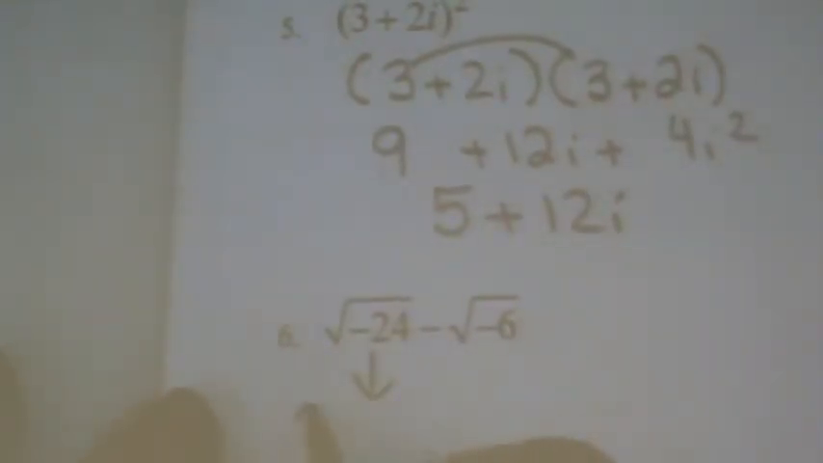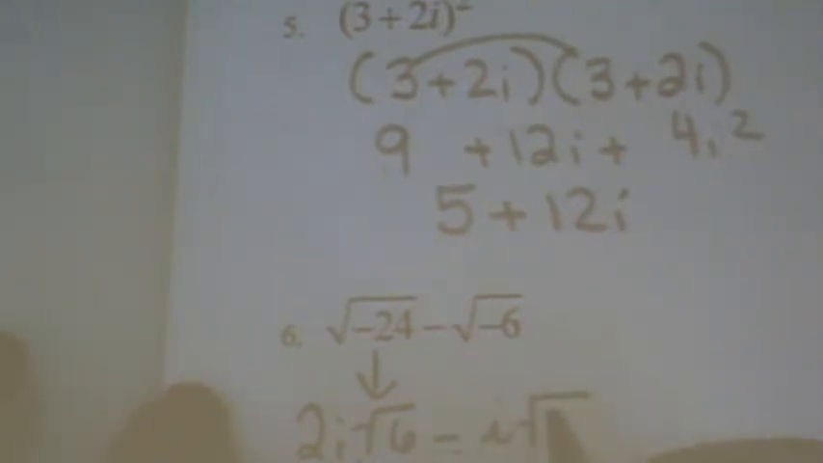And number 6, this simplifies to be 2i root 6 minus i root 6. And now these are like terms. 2i minus 1i is i root 6. Questions? Number 7, you have 10i, simplify that over 7i. These i's cancel, and you just have 10/7.